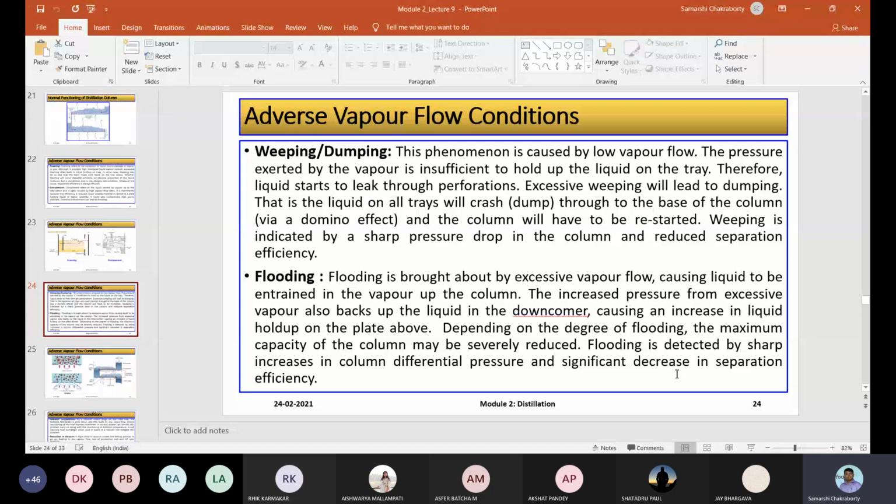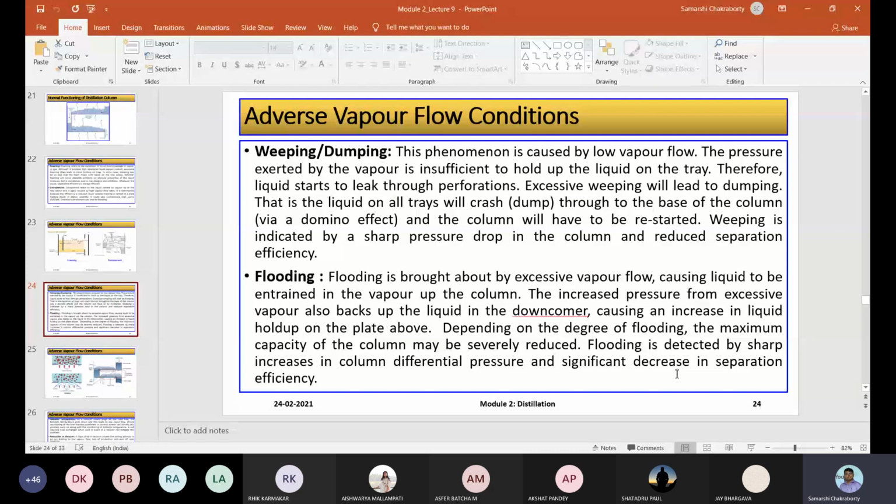Now whenever you are operating a distillation column, obviously you have temperature sensors, pressure sensors, and you can also do compositional analysis to see the separation efficiency. Just by looking at the pressure changes, if the differential pressure increases rapidly, that is one indication that flooding might have happened. So accordingly, you have to make some calls so that the situation can be brought under control.